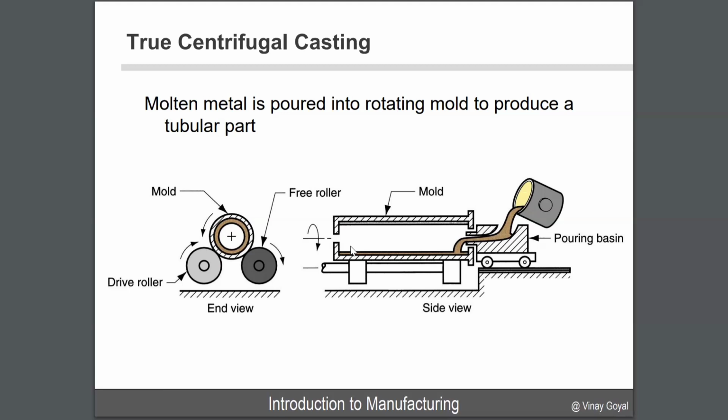And then these pieces here are the ones here. And what you're trying to do is rotate at high speeds, and that's going to cause these centrifugal forces to cause this molten metal to be distributed outwardly onto the inner surface of that mold.